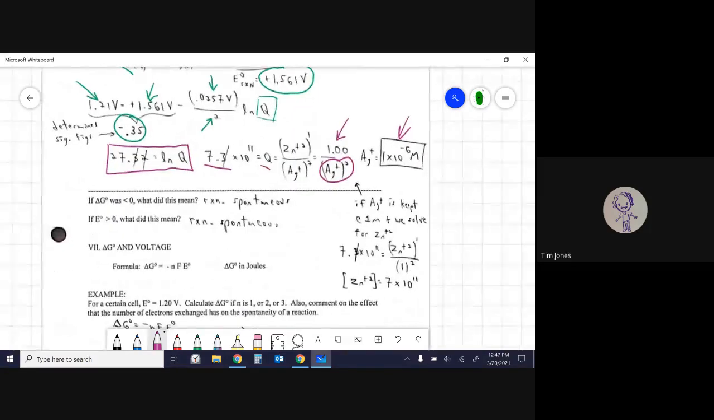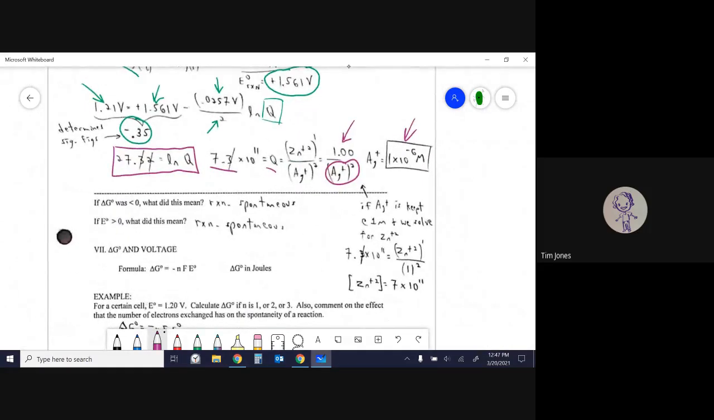I don't remember why I made this comment here, because it ends up with a ridiculous answer, 7 times 10 to the 11 molarity. That doesn't make any sense. I'm not sure what I was after there, so don't worry about that. If I remember what it is, I'll go over it.